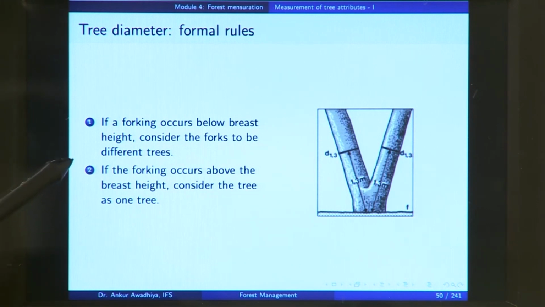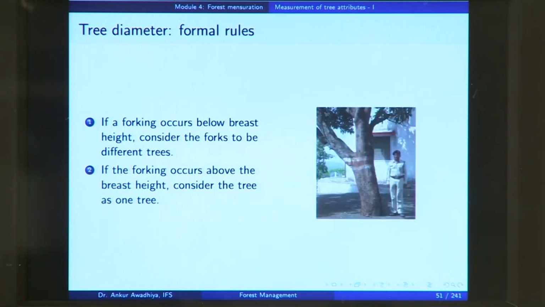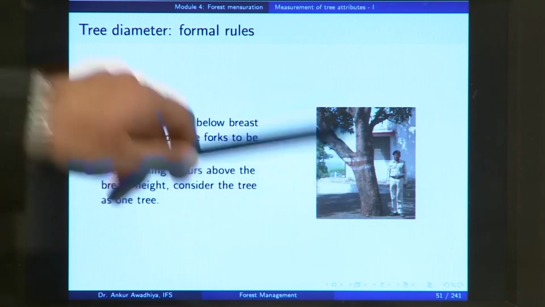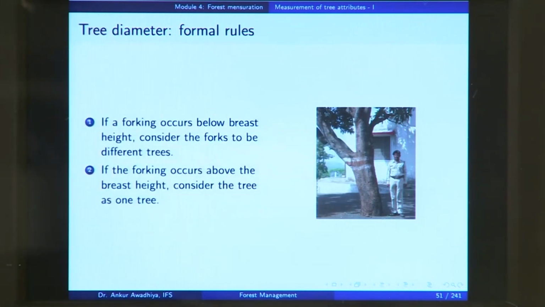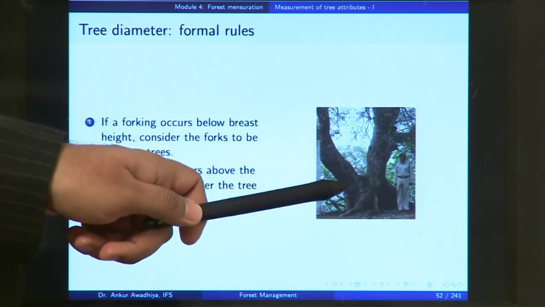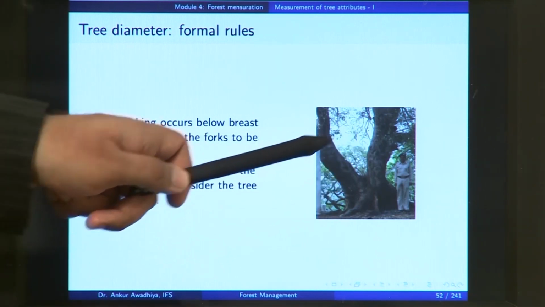But if the forking occurs above the breast height, then you consider the tree as one tree. So, in the case of this tree, because the forking is occurring above the breast height, this is one tree, but in the case of this tree, because the forking is occurring below the breast height, we will consider that this is one tree, this is another tree.